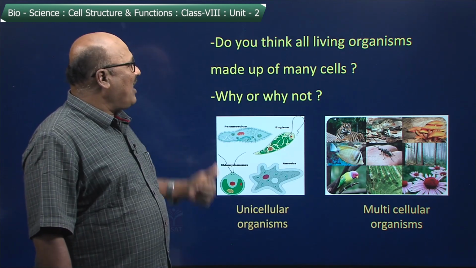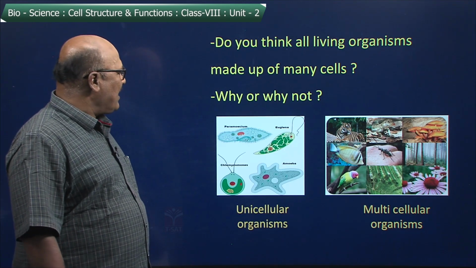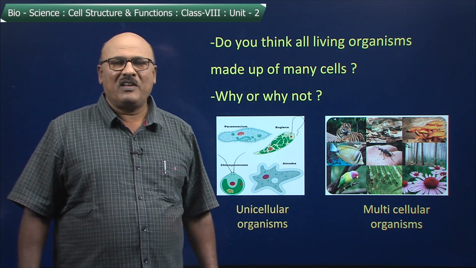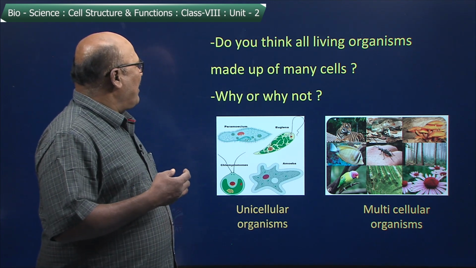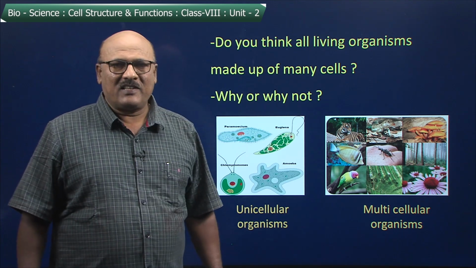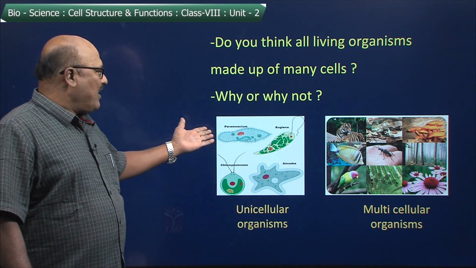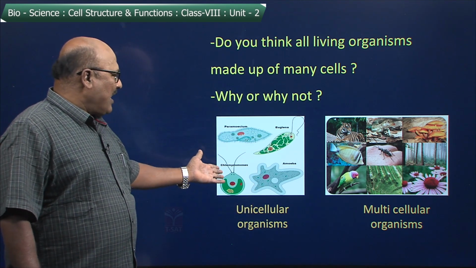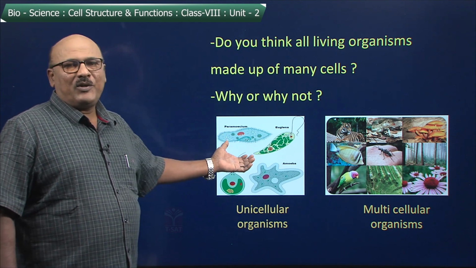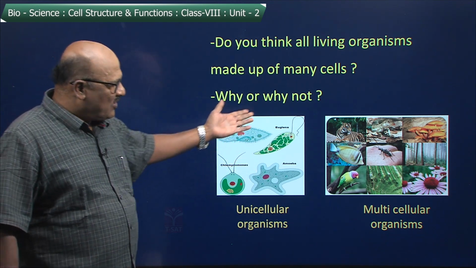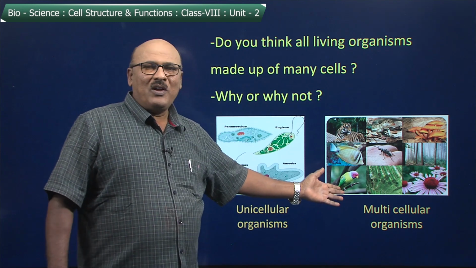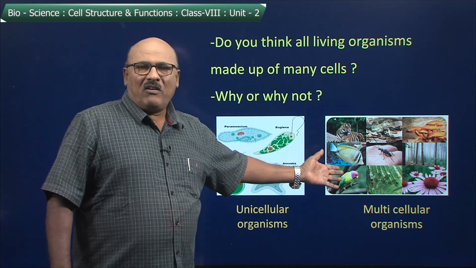Do you think all living organisms are made up of many cells? Actually, all organisms are not made up of many cells. Just look here, these are all microorganisms. For example, Paramecium, Euglena, Chlamydomonas, amoeba, these are all unicellular organisms. Next, these are all familiar to you, these are multicellular organisms.